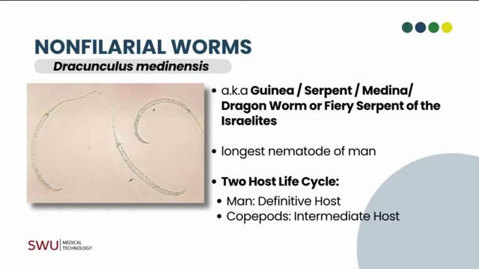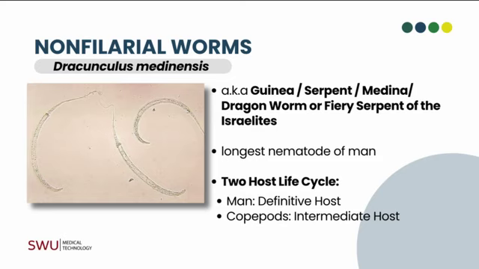It is also believed to be the serpent worm on the stick that may have given rise to the physician's symbol of the caduceus. The symbol used by physicians or doctors, that supposedly comes from Dracunculus medinensis. It is also considered the longest nematode infecting man, and it has two hosts in its life cycle.